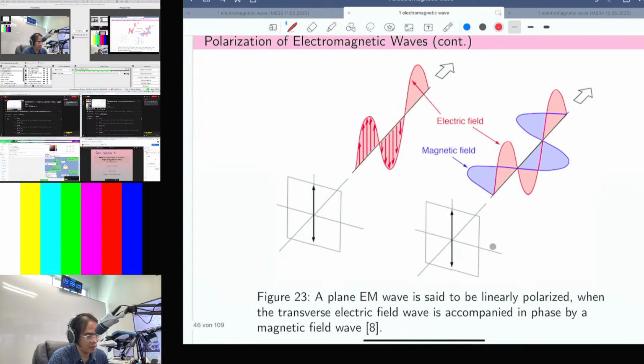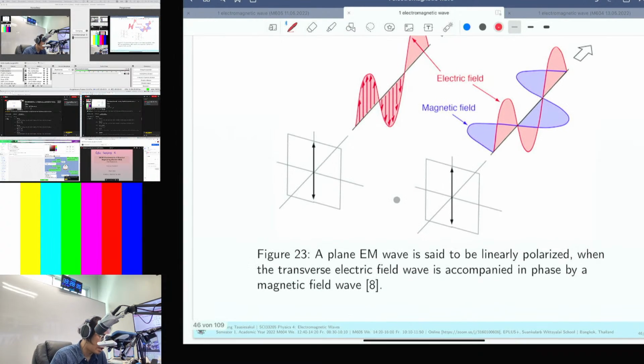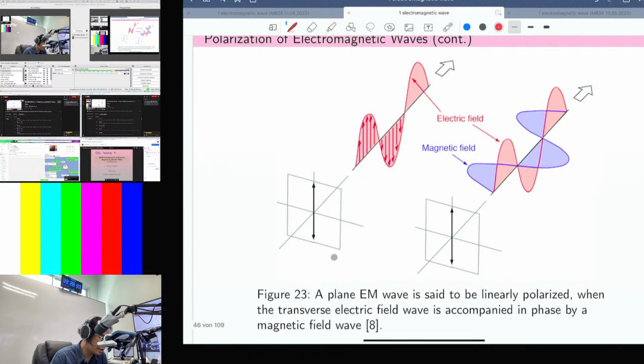Once we combine the electric field with the magnetic field, you can see the magnetic field on the horizontal plane. Okay, the electric field is in the vertical plane. But the EM wave, the electromagnetic wave, is moving in this way, in this direction. This is the plane electromagnetic wave, and it is said to be linearly polarized. Linearly because it's only a vertical line here.